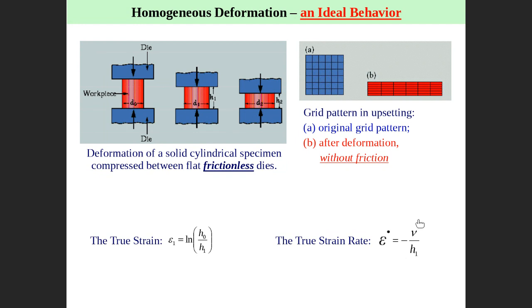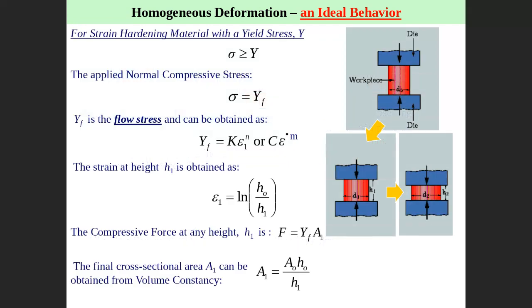The strain rate equals V divided by H at every stage. Here, for example, it is V divided by H1. If you talk about here, it is V divided by H2. Also strain, here it is ln H0 divided by H1, and here ln H0 divided by H2. It depends on the case, so case by case. This is ideal deformation.